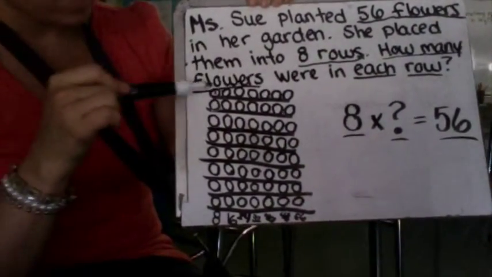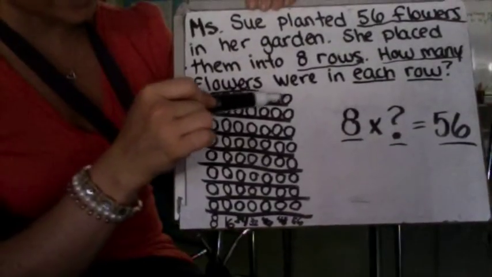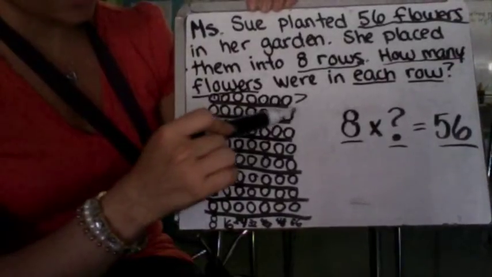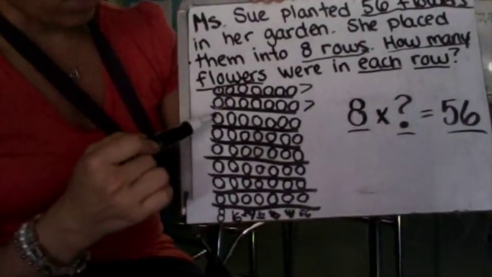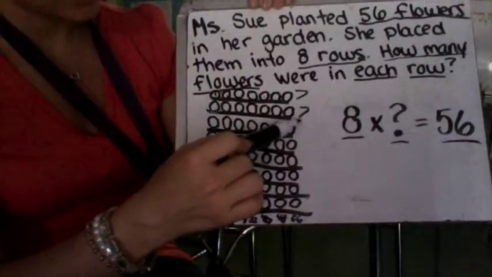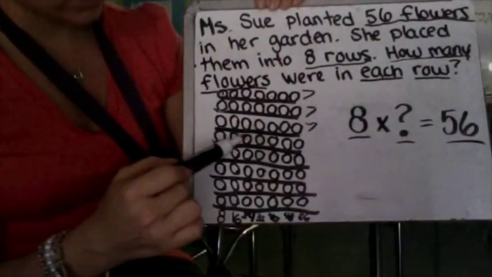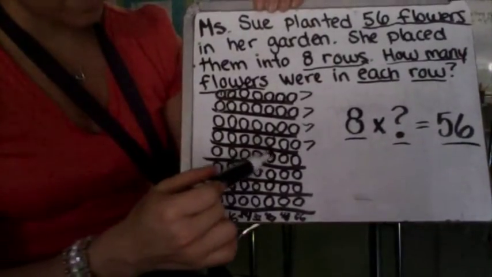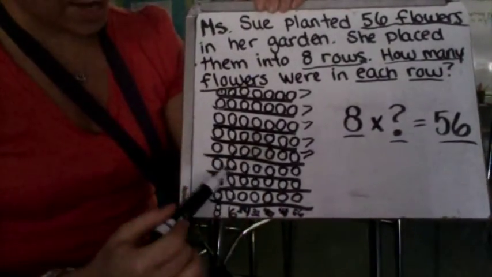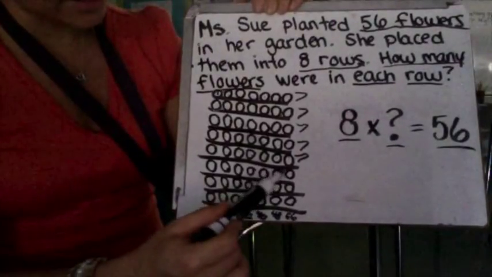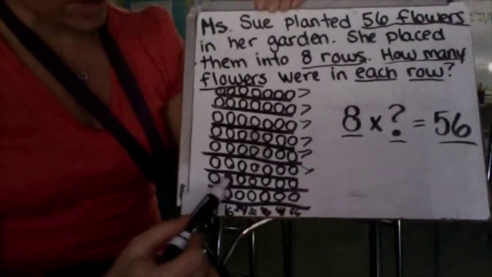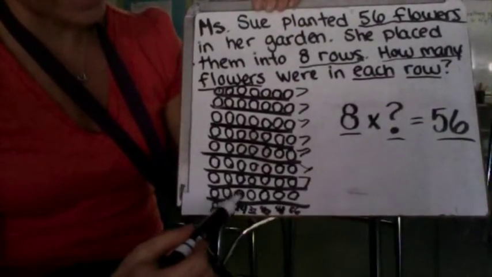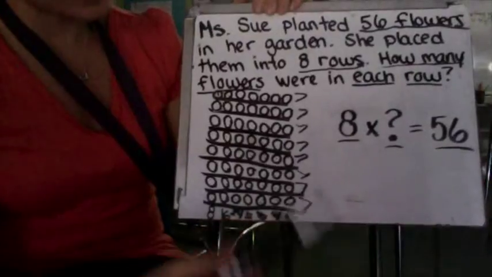Count your rows now. 1, 2, 3, 4, 5, 6, 7. There's 7 in row 1. 7 in row 2. 7 in row 3. 7 in row 4. 7 in row 5. 7 in row 6. 7 in row 7. And there's 7 in row 8.